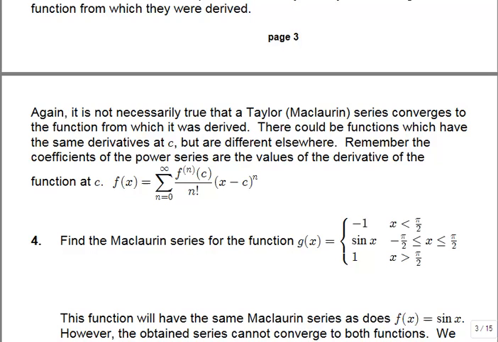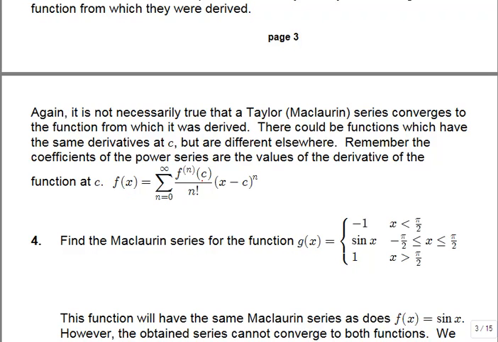So it's not always true, unfortunately, that a Taylor or Maclaurin series converges to the function from which it was derived. The last three were true. They do converge to the function they came from. But there could be functions which have the same derivatives at C but are different elsewhere. Remember that the coefficients of the power series are the values of the derivatives.